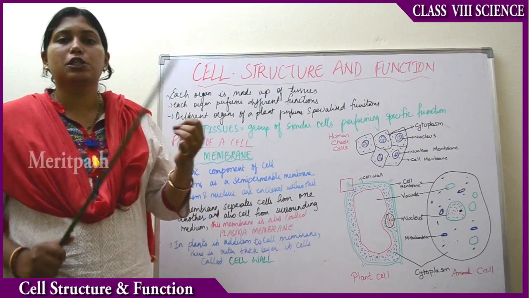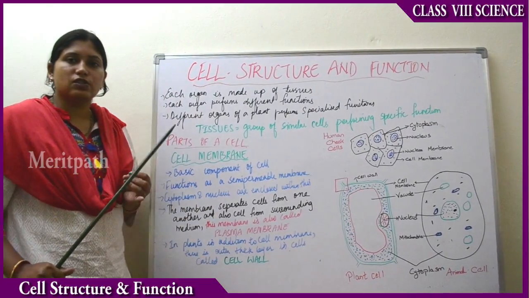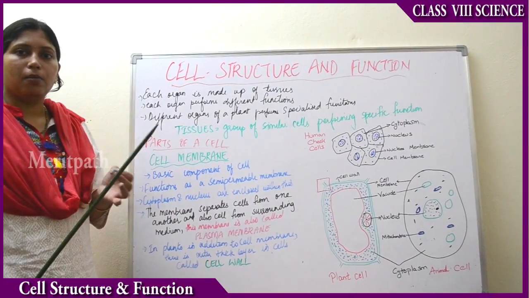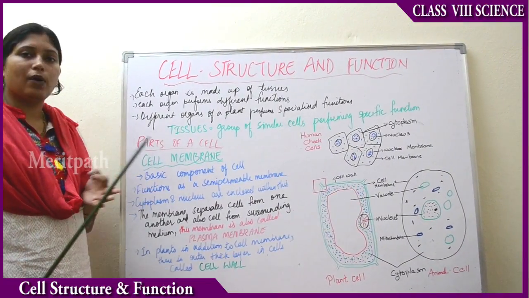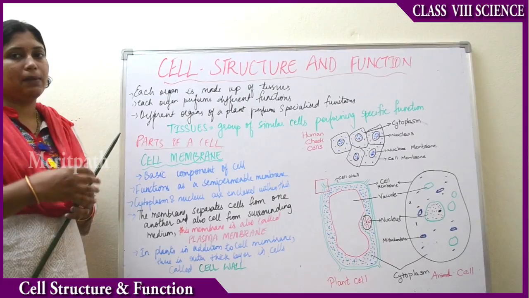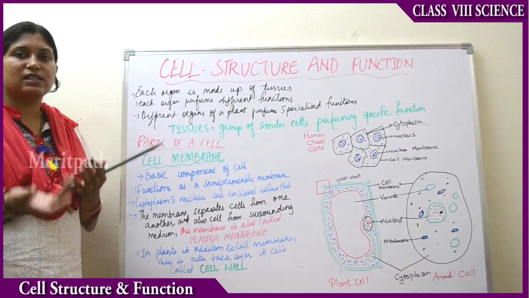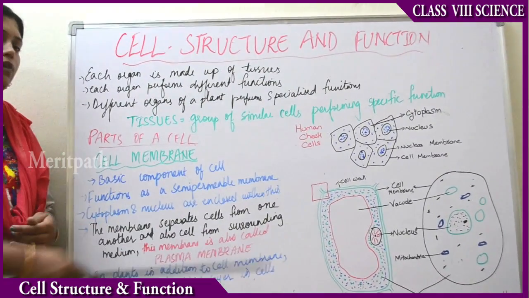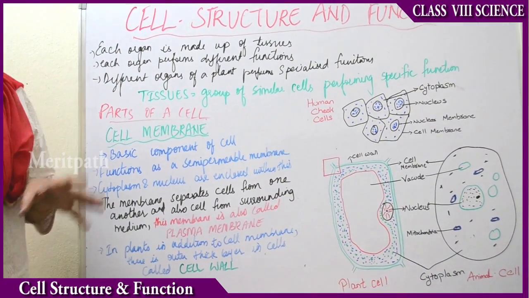Cell wall function is protection. Protection against temperature changes, protection against air, protection against moisture. And when high pressure also comes, the plant should withstand that pressure. So all these functions are carried out by the cell wall. The main function of the cell wall is protection.